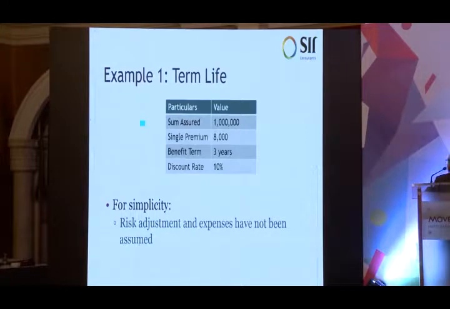So let us start with the first example. We'll take a very simple case of a single premium term life plan. We assume 1 million sum assured, a 3 year term, and a 10% discount rate. In each of the examples that we discuss, we have made some simplifying assumptions so that we can focus only on the key components. For this one, we have ignored the risk adjustments and the expenses. Also, all examples in this session involve extensive calculations, and it was not possible to discuss each and every bit of the calculation, but we have tried to focus here on the key elements only.